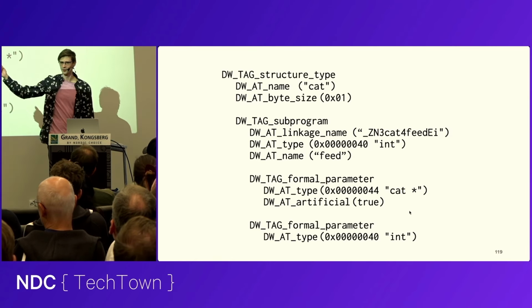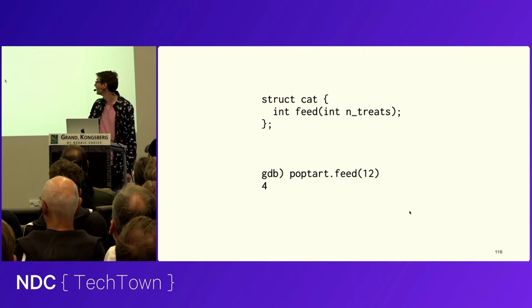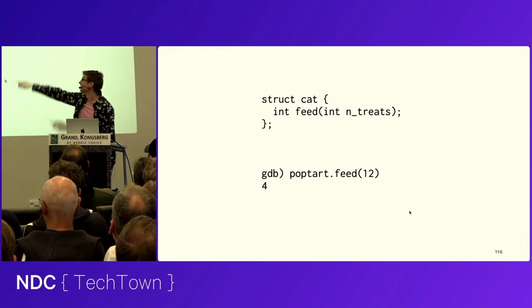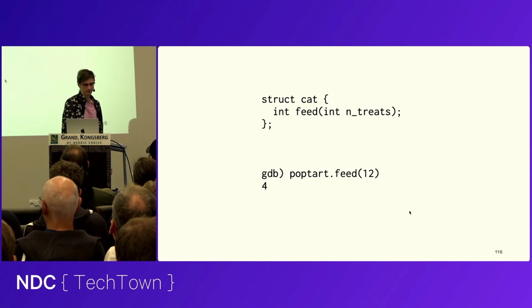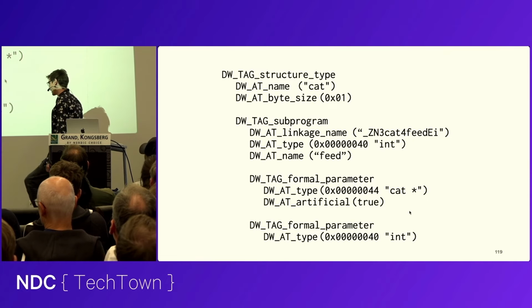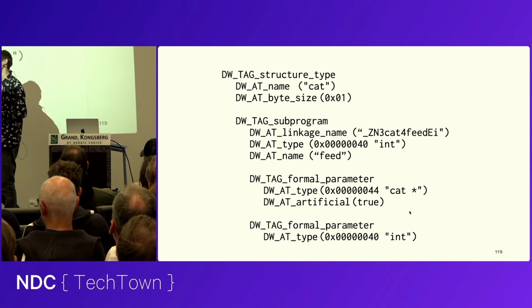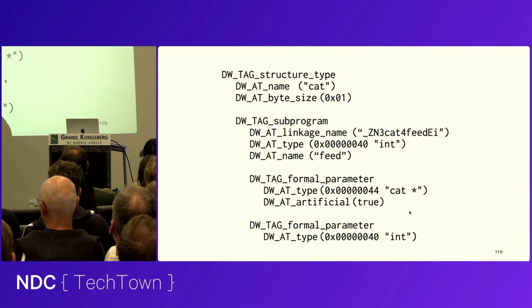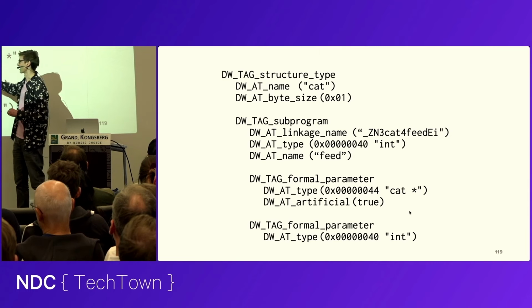Where did that cat pointer come from? Because we didn't write it here. There's no cat pointer in that definition. Well, you might see that it's also marked as artificial. This is the implicit object argument, or the cat which is having the feed function called upon it. So that is at the binary level just passed in as a pointer.